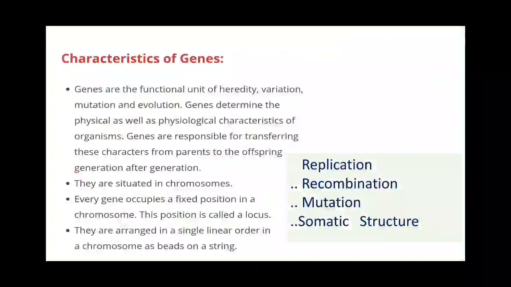They are arranged in a single linear order in a chromosome like beads on a string, and they are capable of replication. It is also a unit of recombination, so they are capable of undergoing crossing over, and it is a unit of genetic material which undergoes mutation. It can undergo mutation to form an allele with a different expression. It is also a unit of heredity connected with somatic structure or functions that leads to a phenotypic expression. Thus, a gene regulates structure or metabolism.